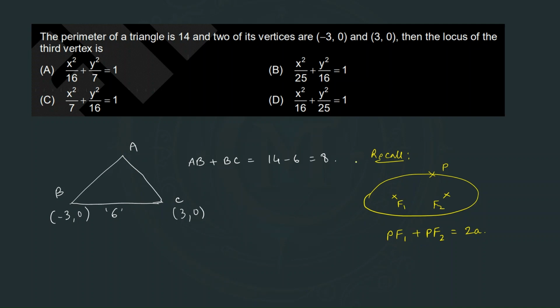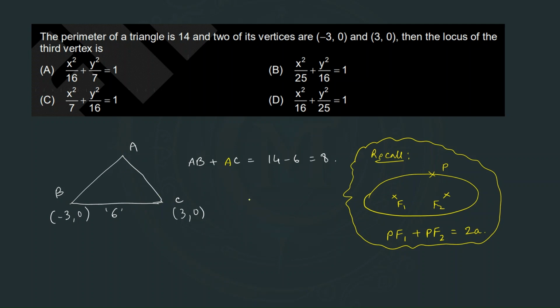So we can apply this property to solve this question, because here we are also saying that B and C are two fixed points and A is a point such that the sum of distances of A from the points B and C is constant and equal to 8. So AB plus AC will be 8. So we can say this point A lies on the ellipse whose foci are the points B and C.